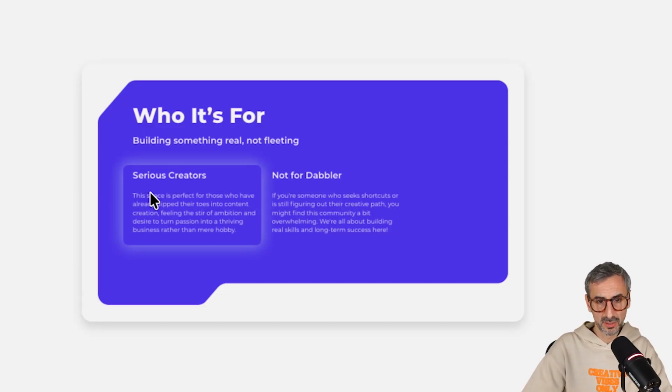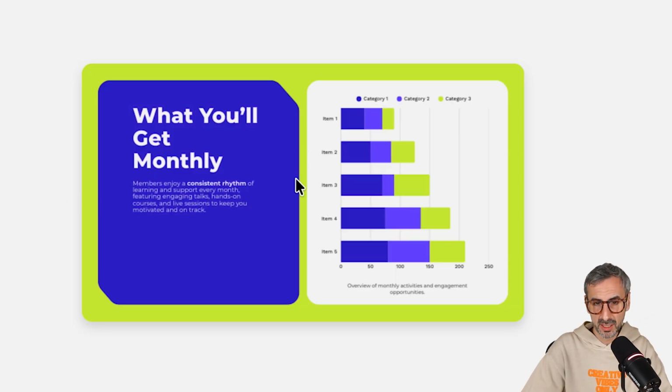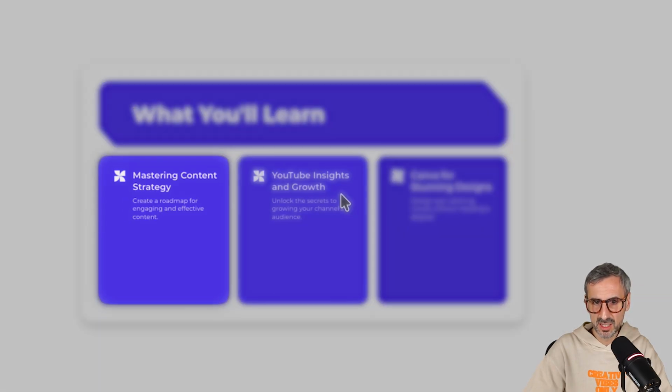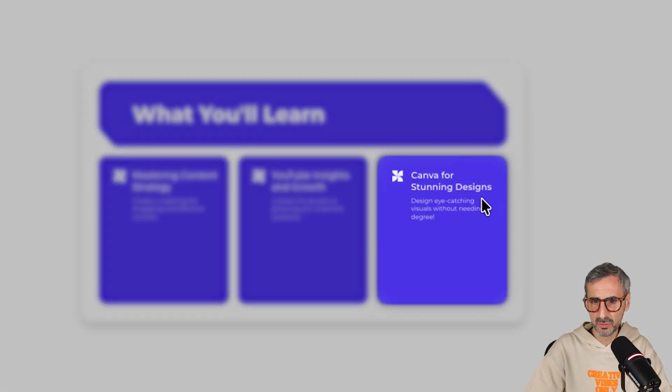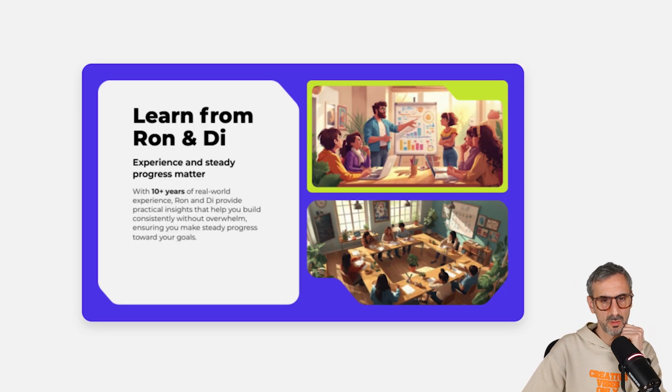Who it's for? Serious creators, not dabblers, exactly. What you'll get monthly. So there's a graph here. I'm not sure that graph is actually good. Mastering content strategy, YouTube insights and growth, Canva for stunning designs. This is where we start to drift away a little bit from the actual content. Learn from Ron and Dee. Experience and steady progress matters. Okay, so this is where we talk about our experience as content entrepreneurs.